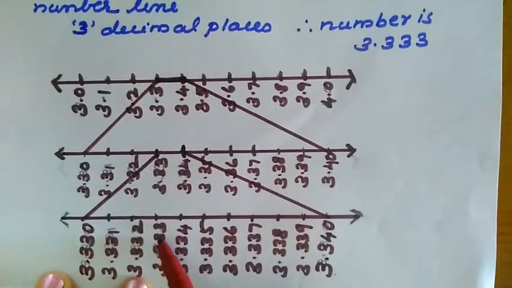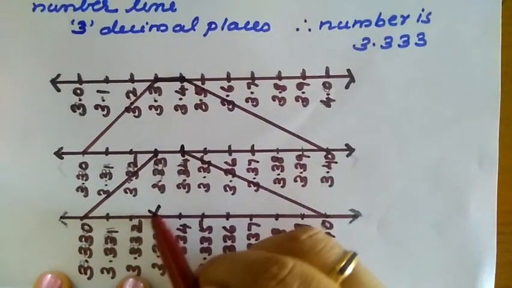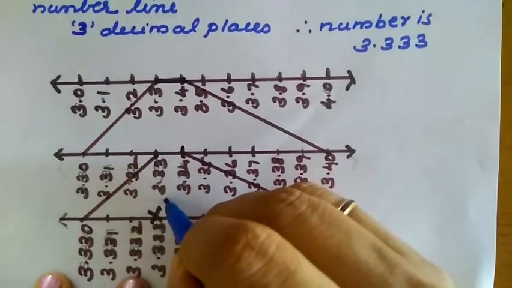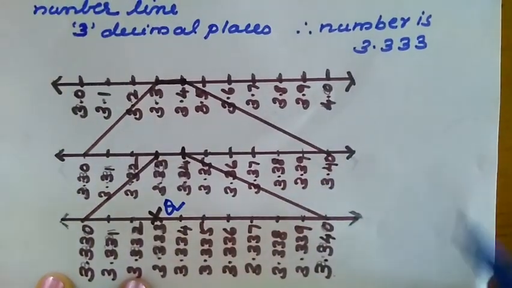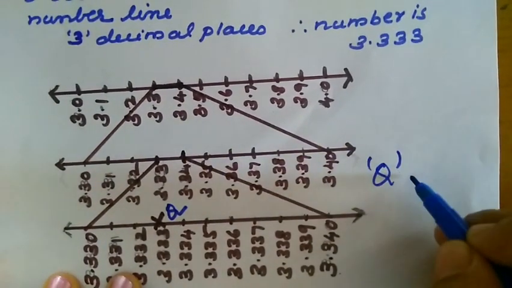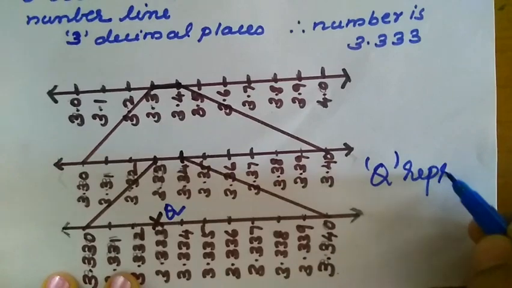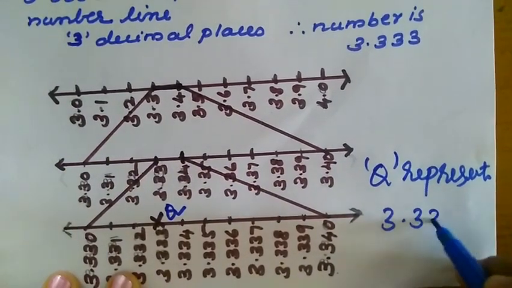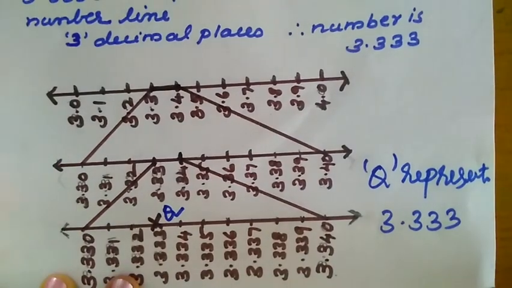So 3.333. Again mark the letter there. This time I am writing Q. So Q represents the given number. So Q represents 3.333 on the number line.